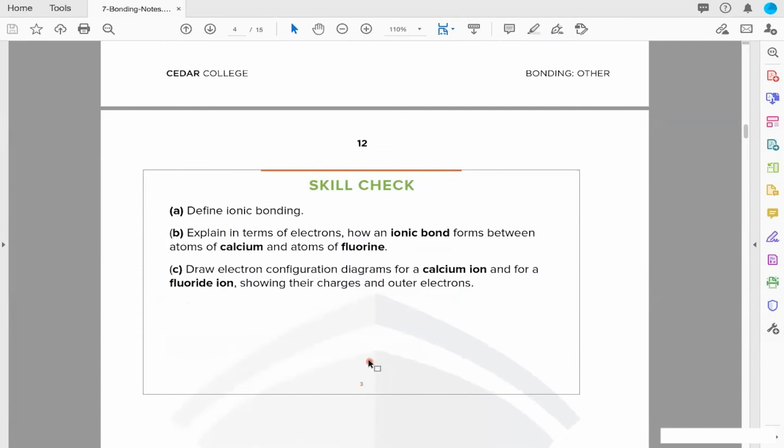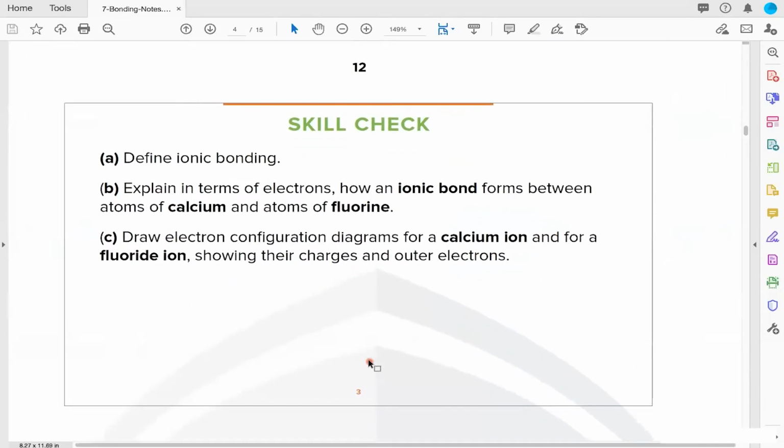So here are some questions that I want you to answer. First, if they give you in the exam, define ionic bonding, what should be your answer? It should be that ionic bonding is a strong electrostatic force between oppositely charged ions in a crystal lattice.